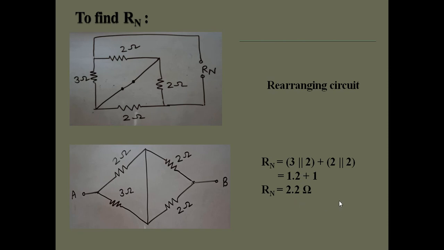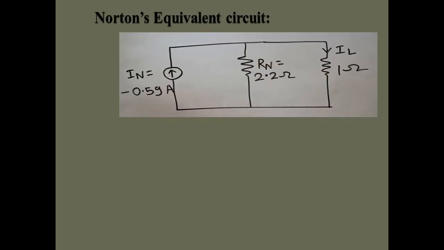After finding IN and Rn, our third step is to draw the Norton's equivalent circuit. This is the Norton's equivalent circuit containing current source IN, resistance Rn and load resistance RL. Again by CDR we can find out the value of IL. What is CDR? Yes, opposite branch resistor into total current divided by addition of these two, and its answer is minus 0.405 ampere.